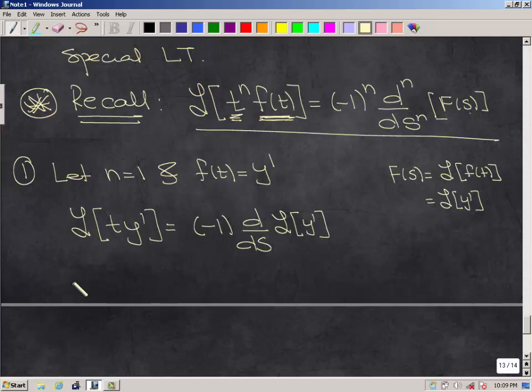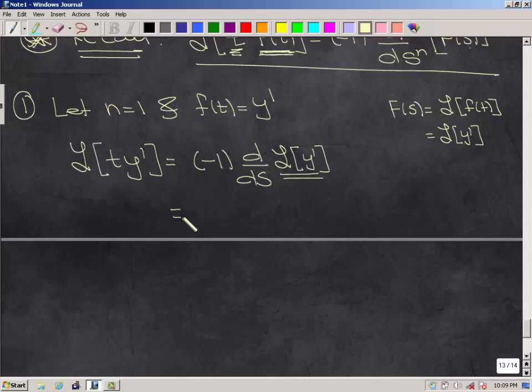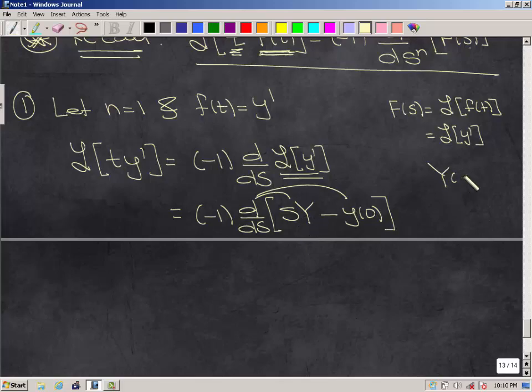Okay. Well, that's nice, because we do know the Laplace transform of y prime, don't we? That's something we learned in section 7.3. So let's write down. We get d over ds times, we get s times big Y minus y of 0. That is the Laplace transform of y prime. Now we're going to distribute and take derivatives here. But the only thing is, remember, big Y is a function of s. Don't forget that. So out here we'll have to use product rule when we take the derivative.